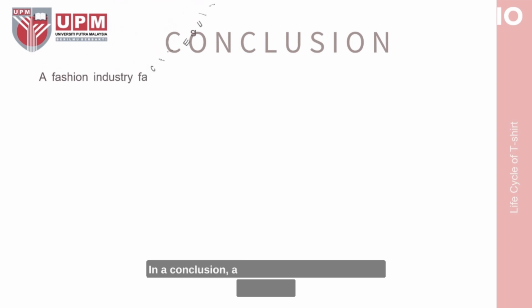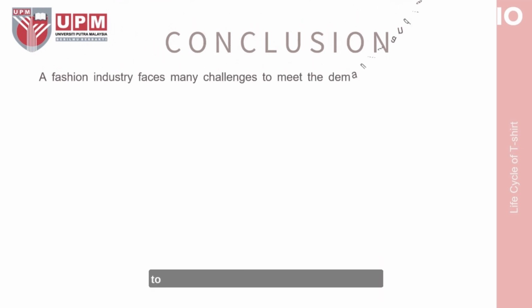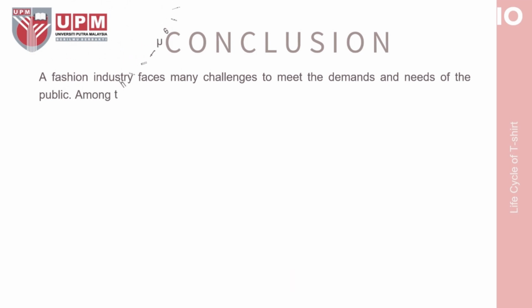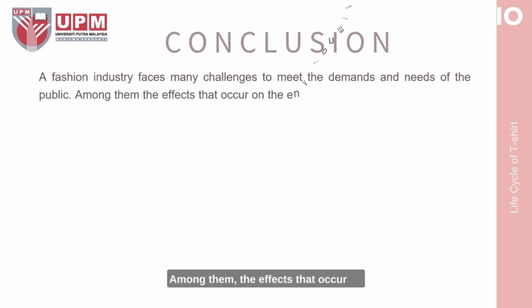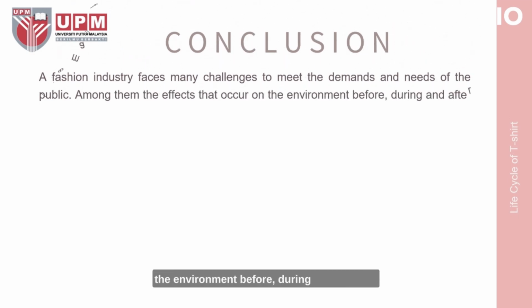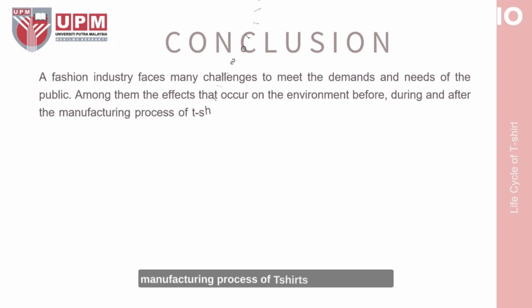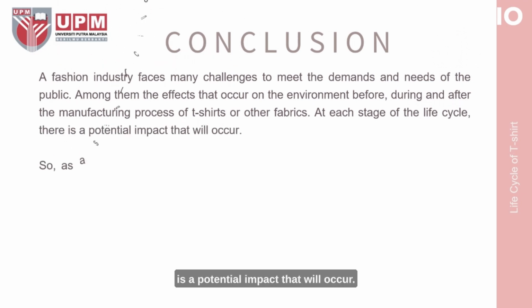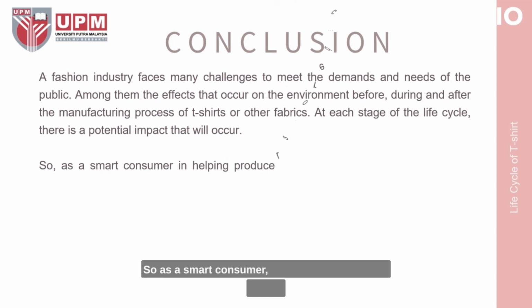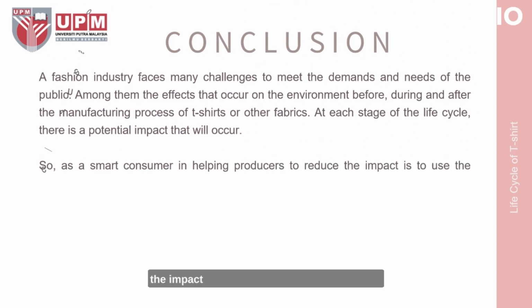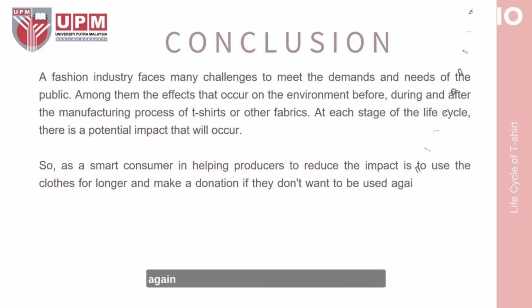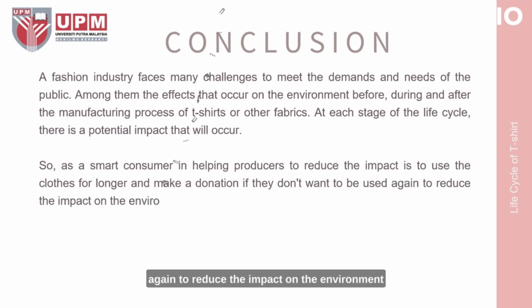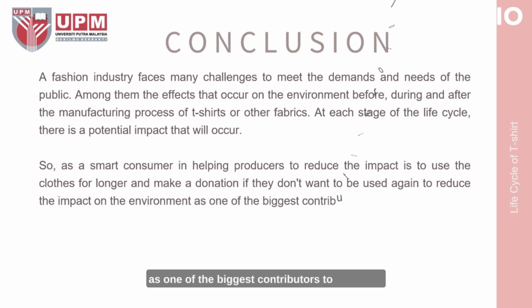In conclusion, the fashion industry faces many challenges to meet the demands and needs of the public. Among them are the effects on the environment before, during, and after the manufacturing process of t-shirts or other fabrics. At each stage of the life cycle, there is a potential impact. So, as a smart consumer, helping producers reduce the impact means using clothes for longer and donating them if you don't want to use them again, to reduce the impact on the environment as one of the biggest contributors to pollution.